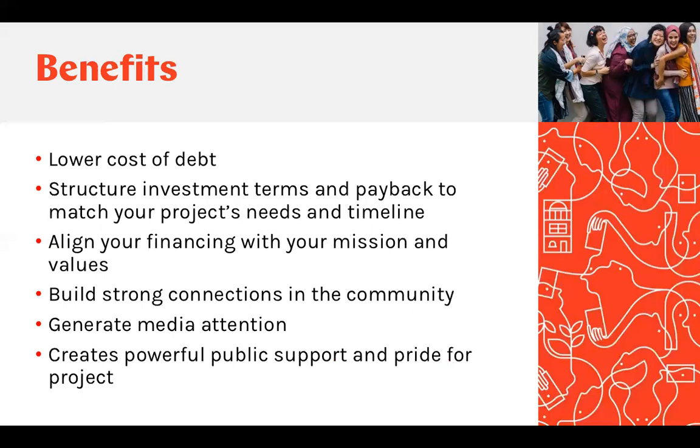One amazing thing is that community bonds allow wealth to stay within your community. So rather than paying interest out to a bank, if you're going to get traditional financing, instead you can pay interest out to your community, to the people that really believe in the work that you're doing. And this allows you to build really, really strong connections in the community. People take a lot of pride in investing in community bonds, and they feel a sense of ownership in the change that they're creating through that project. So I think those are some really strong benefits.